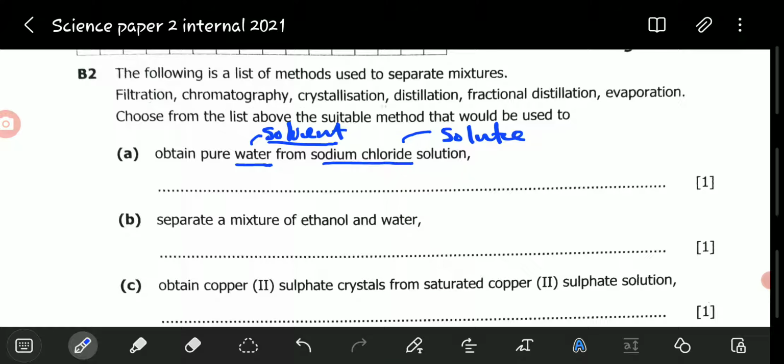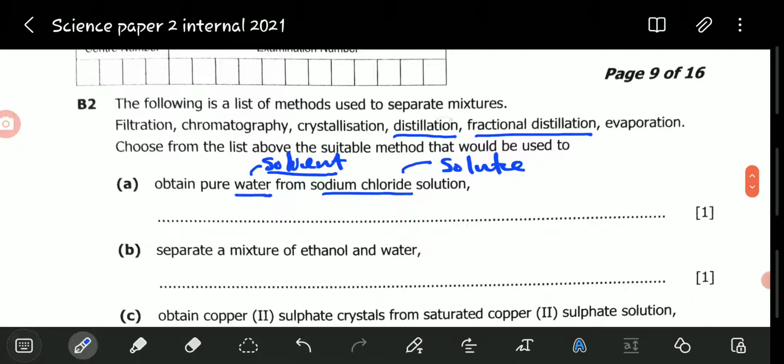So from the list above, the only methods that would be able to allow us to extract a liquid from a solution are, firstly, distillation, and secondly, fractional distillation. However, remember the question is saying suitable. Therefore, we reanalyze our two options.